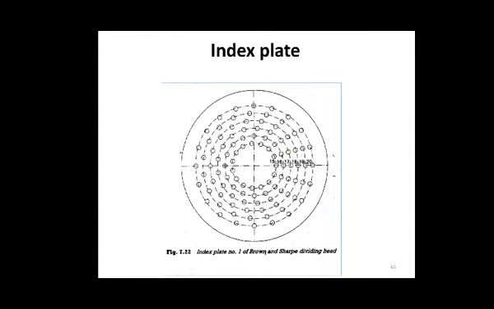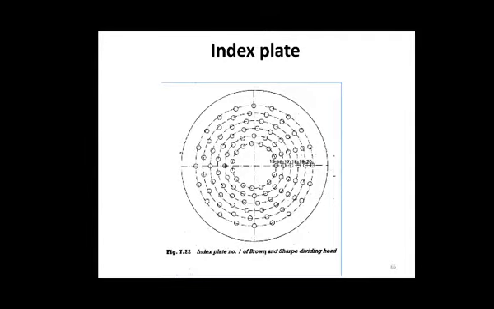In simple indexing, we use any one of the index plates in conjunction with the worm. To find the index crank movement, the formula is 40 upon N, where N is the number of divisions required. So for milling a gear with 20 teeth, N is equal to 20, then the index crank movement is equal to 40 upon 20, which is 2 whole turns. That means the index crank is to be rotated through 2 complete turns.